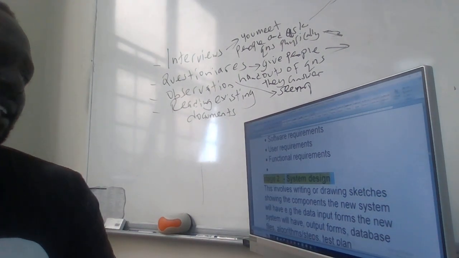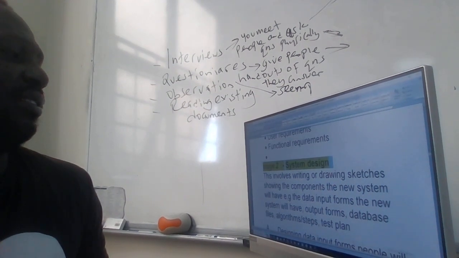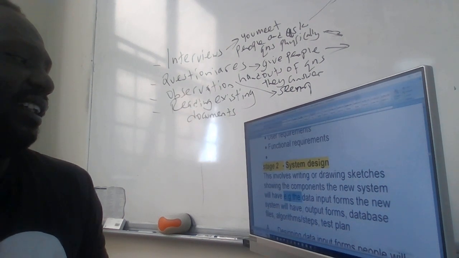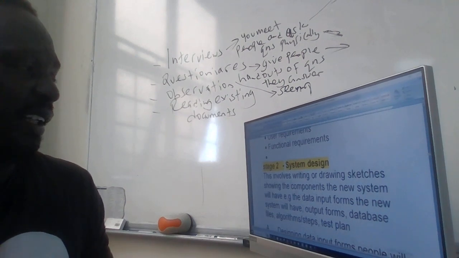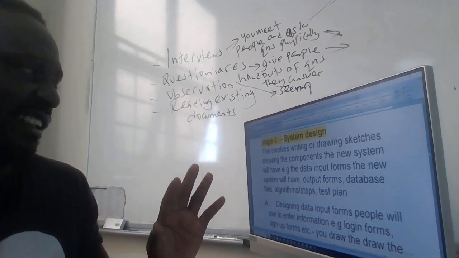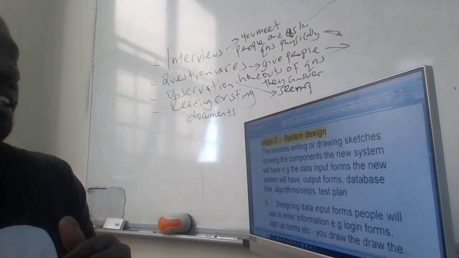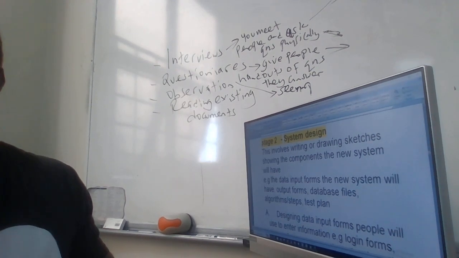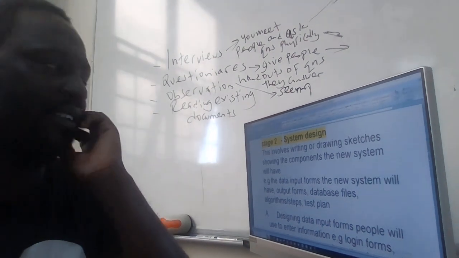Now, system design basically involves writing or drawing sketches showing the things the new system must have or consist of. You write or draw sketches to show the components, or the things the new system will have. That's designing.